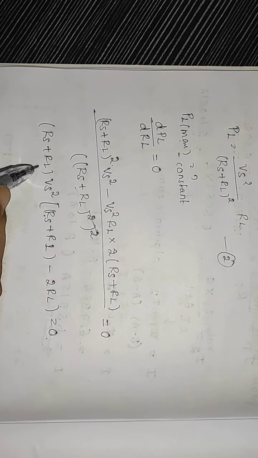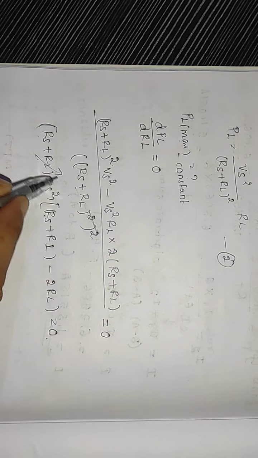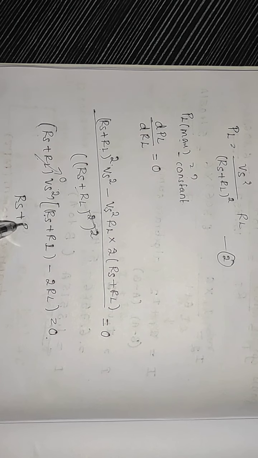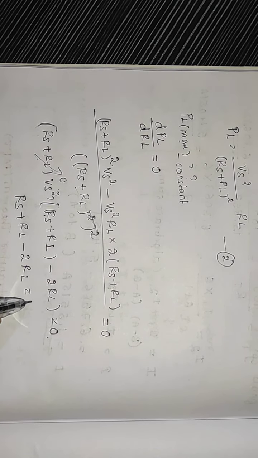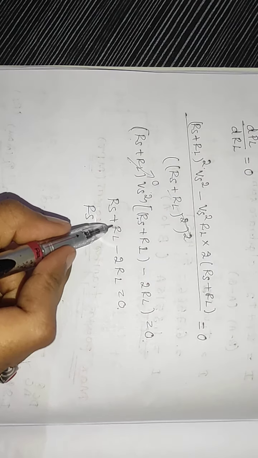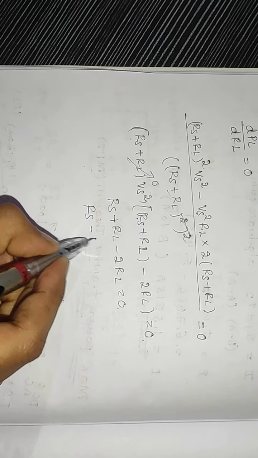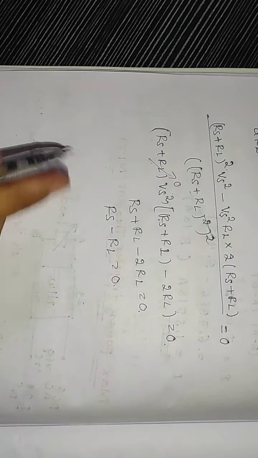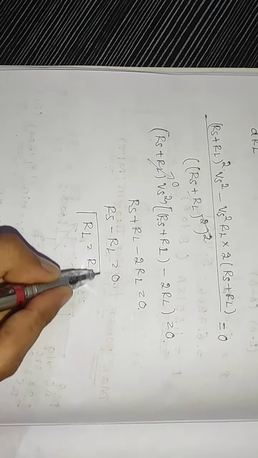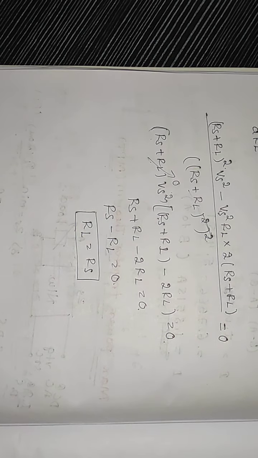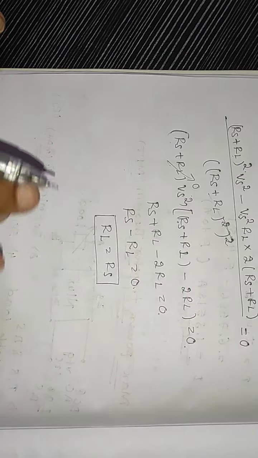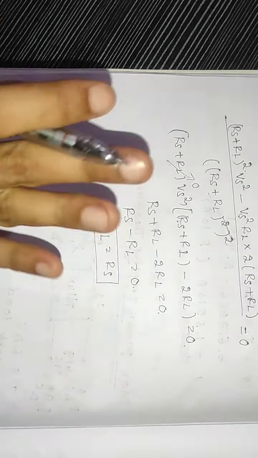So this whole term becomes 0, right? So remaining RS plus RL minus 2RL equals 0. Here RS, here RL minus 2RL. So what you get? Minus RL equals 0. So finally RL equals RS. So this is the condition to get maximum power across the load. Okay, so substituting RL equals RS in equation 2.